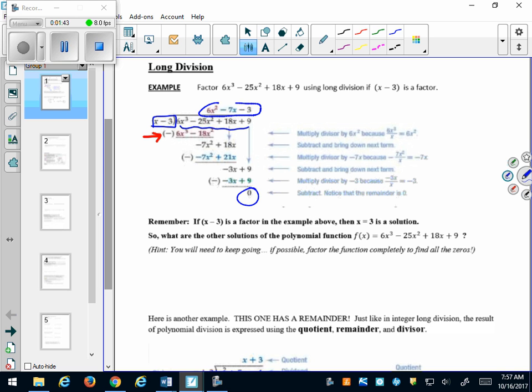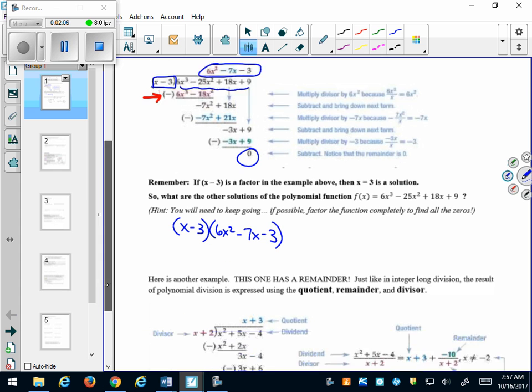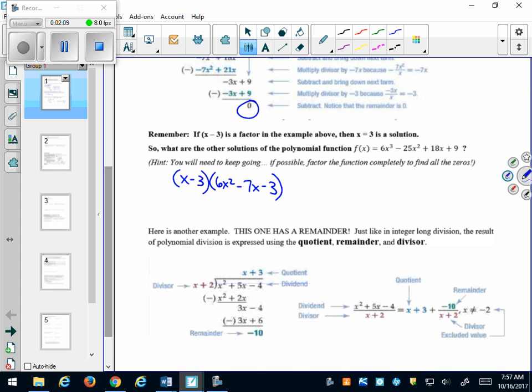This is what's left over when you pull this out. So you actually can write this polynomial as, you know, x minus 3 as one factor, and then 6x squared minus 7x minus 3 as what's left. Well, now we can keep factoring, right? We could take this, what's left, and we could factor that.